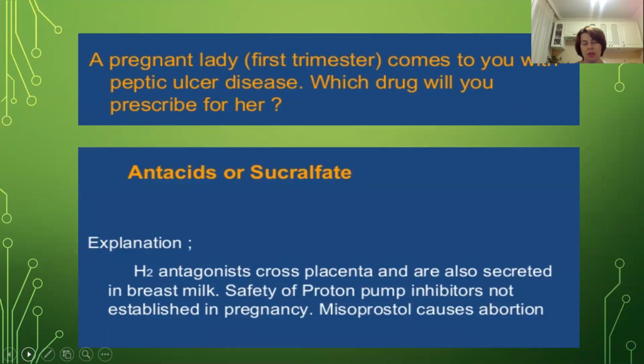Usually the most frequent one is antacids because they are cheaper, frequently used, easy to remember, and patients can bear them easily. They are preferable because H2 blockers can cross the placenta and can also be secreted into breast milk. The safety of proton pump inhibitors is not yet established in pregnancy, and misoprostol, as we already discussed, can cause abortion. So antacids or sucralfate is the option for pregnant ladies in case of peptic ulcer disorders, GERD, or dyspepsia.